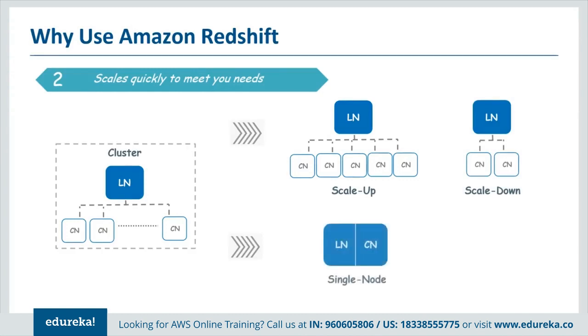Alternatively, we have something called single node and multiple node. In a single node cluster, one node takes the responsibilities of both leader and compute functionalities. And the multi-node cluster contains one leader node and a user-specified number of compute nodes. So suppose you want to resize your cluster and you are using a single node cluster, then you can change from a single node cluster to a multi-node cluster. Similarly, you can change from a multi-node cluster to a single node cluster when needed. So that's how easy it is to scale up and down in Amazon Redshift.